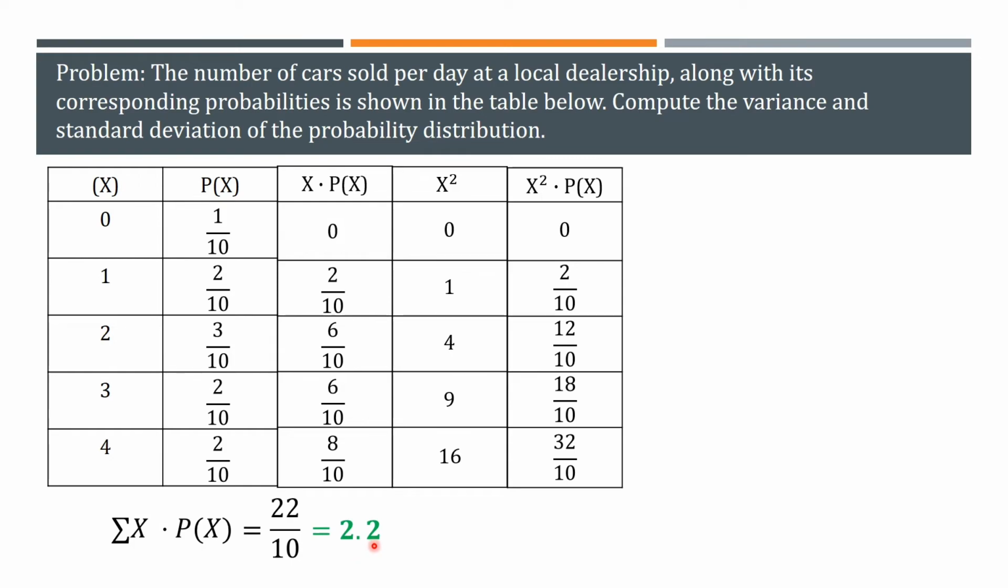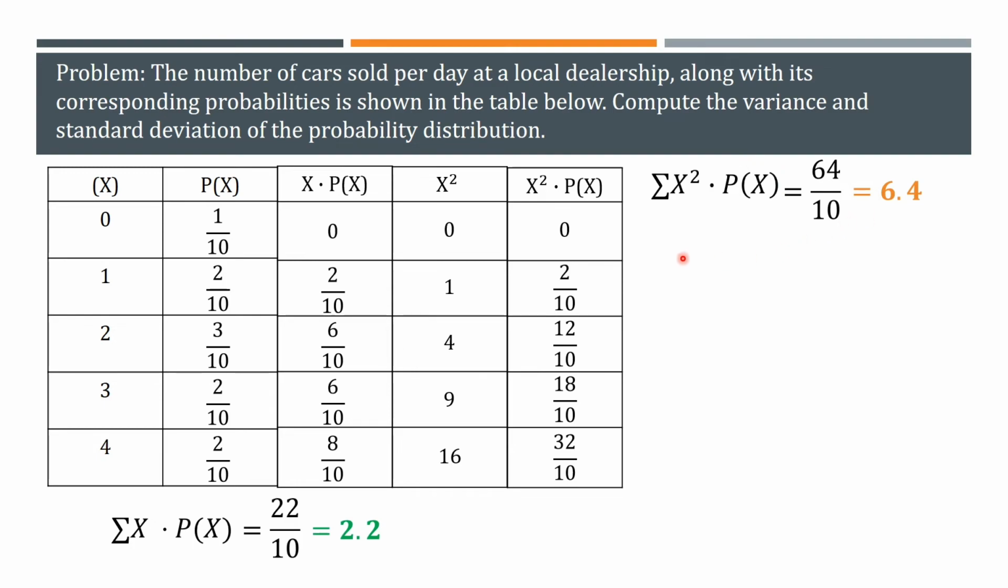Next, we need to get the sum of our fifth column, the summation of x squared times p of x. So we need to add the results of our fifth column. If we add 2 plus 12 plus 18 plus 32, that is 64 over 10. And if we divide 64 by 10, that is 6.4.